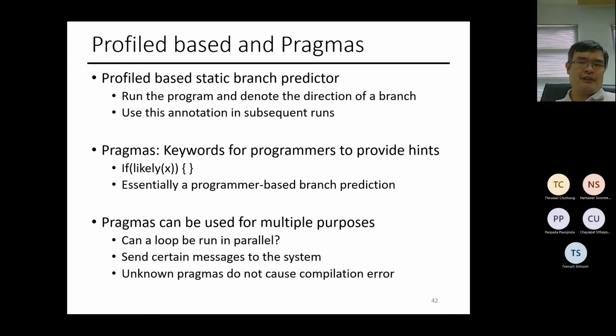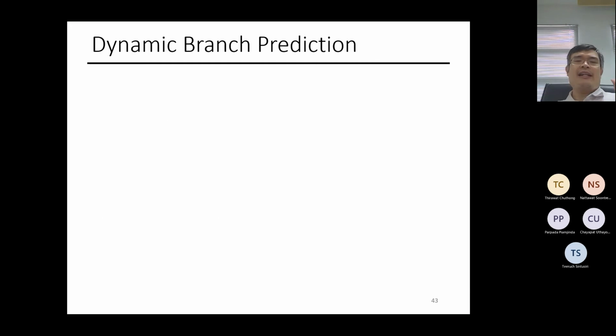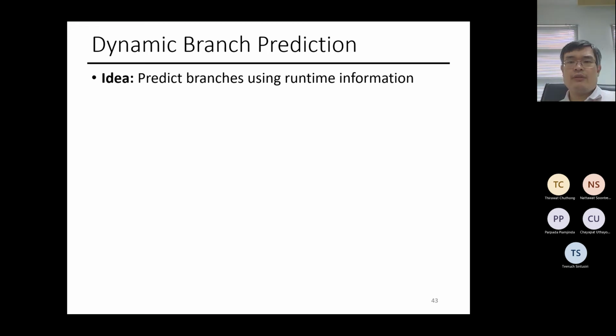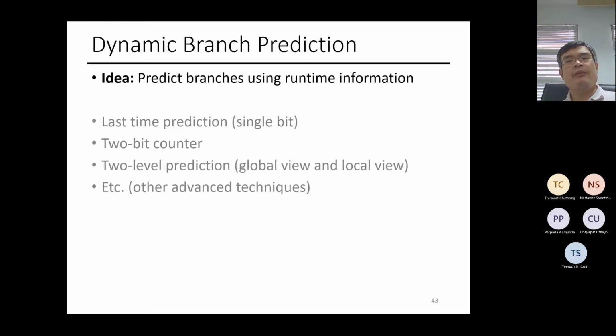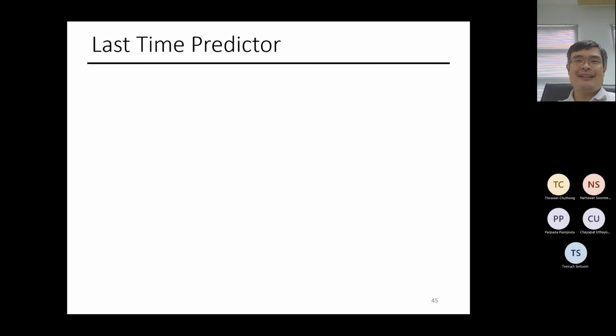And you can use this for static branch prediction. But if you want to be more dynamic, like you want to figure this out at runtime, when you run the code, based on the code you're running, you then figure out what's the result of the branch. So the idea is you can predict the branch when you run it. And we're going to talk about 4 techniques: last time prediction, 2-bit counter, 2-level prediction, and other advanced techniques. So let's begin with the simplest one, last time predictor.